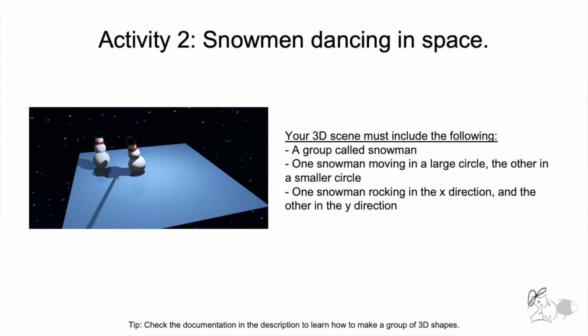Okay, time for activity number 2, called Snowmen Dancing in Space. So this time, your 3D scene must include a group called Snowman, and then one snowman that's moving in a large circle and the other in a smaller circle. We also want one snowman rocking in the X direction and the other in the Y direction. So again, pause the video, give this challenge a go, and then come back for when I take up the answer.